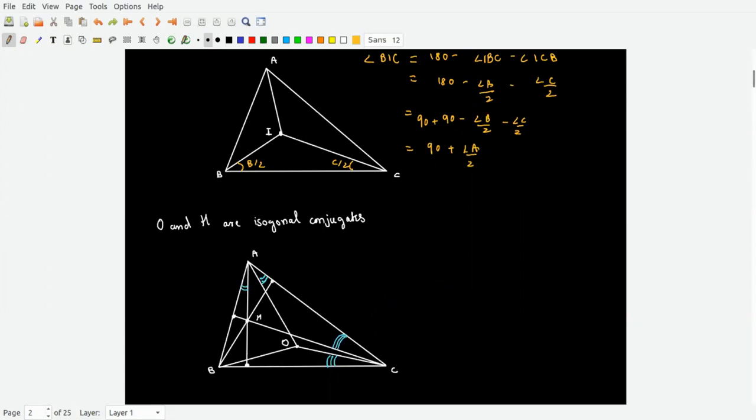Is everybody fine with the definition of isogonal conjugates? I'm going fast because I'm pretty sure many people are familiar with it, but if you're not, just let me know and I'll explain it nicely. Right. So anybody who wants to prove that O and H are isogonal conjugates?